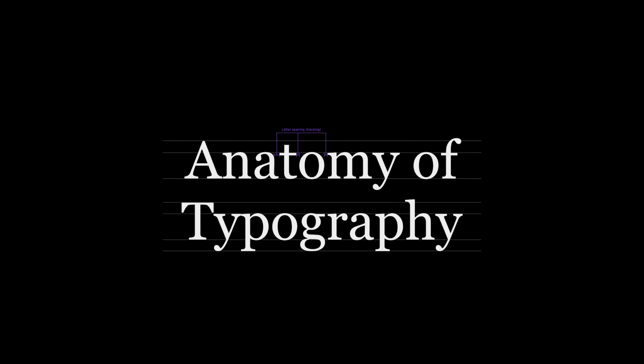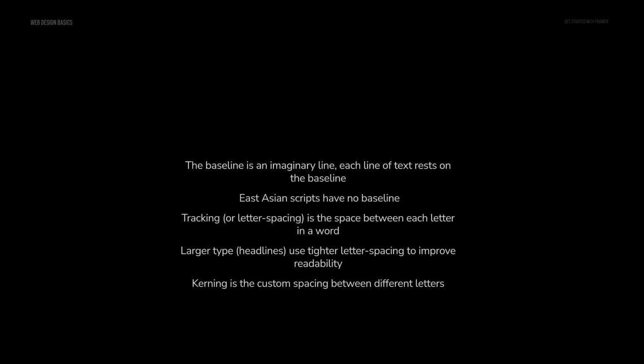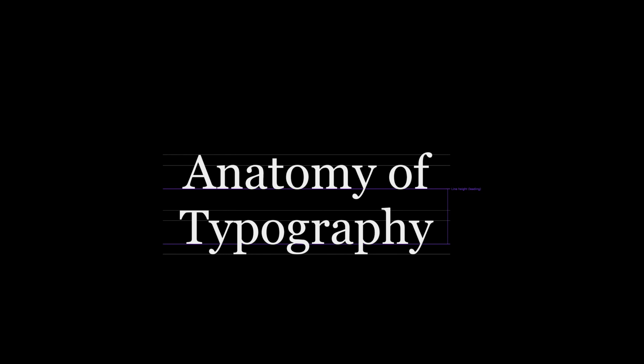Tracking or letter spacing is space between each letter in a word. And larger types such as headlines use tighter letter spacing. And kerning is the custom spacing between different letters. Line length is the number of characters per line of text. The ideal line length for body or paragraph text should be between 40 to 60 characters, although wider displays can go up to 120 characters with an increased line height. And line height, or leading, defines the vertical space between baselines.